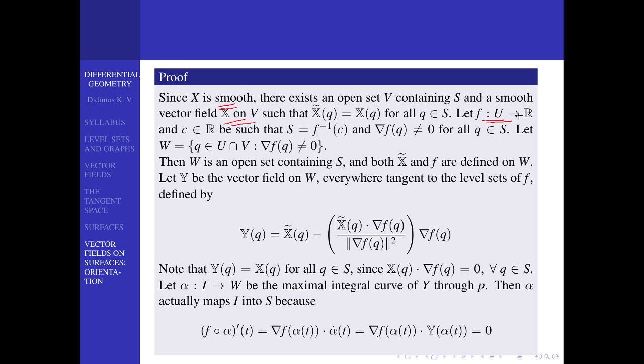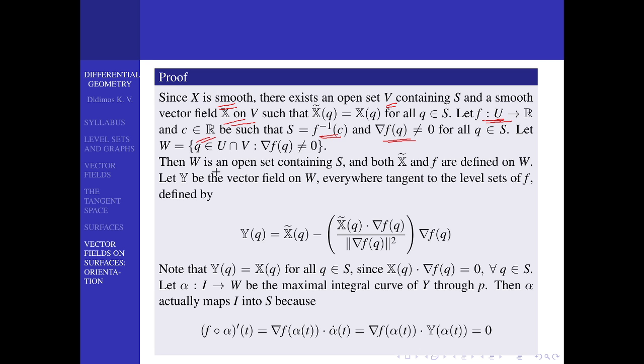Let f from U to R and C belongs to R be such that S equals f inverse C. That means this f inverse C defines the surface. Then we can assume that del f of q is not equal to 0 for all q belongs to S. Let us define W as the set of all q belongs to U and V, all the points common to U and V, such that del f of q is not equal to 0.